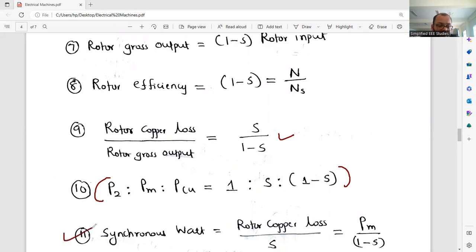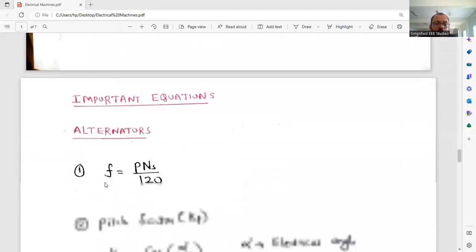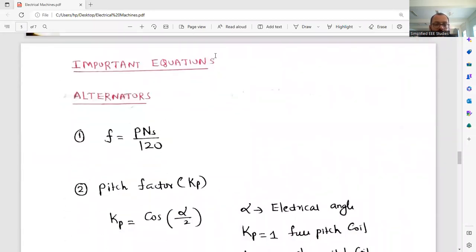Similarly, there is a terminology called synchronous watt, which you can calculate using the formula rotor copper loss by slip, that is equal to PM divided by 1 minus S. That is called a synchronous watt. That is also very, very important. So kindly make a note of this. So these are the important points related to the induction motor.